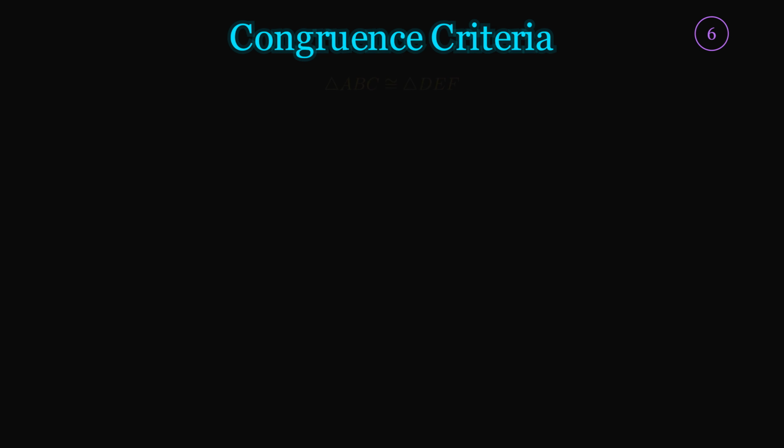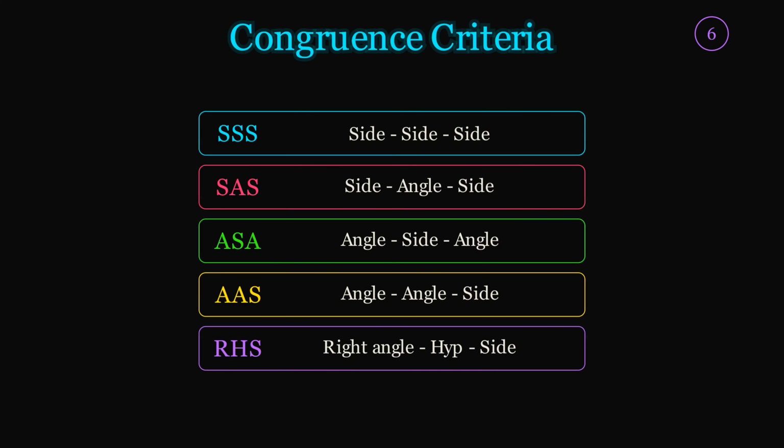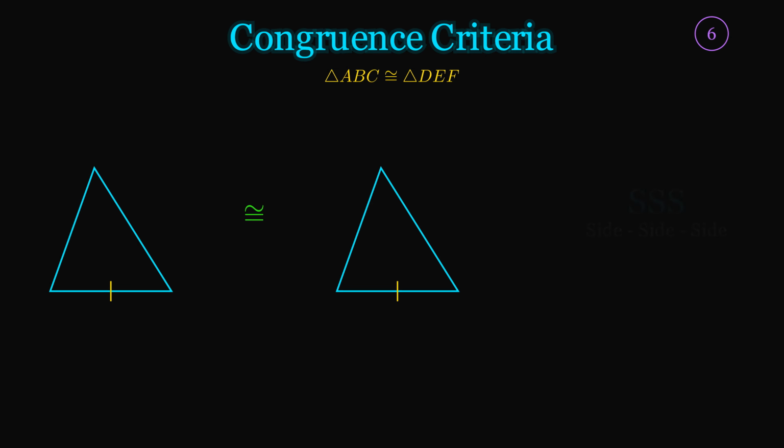Two triangles are congruent when they are perfectly identical. Same shape, same size. But here is the clever part. You do not need to check all 6 measurements, just the right combination of 3. SSS means all 3 sides match. SAS means 2 sides and the included angle between them. That included angle is the key word here.